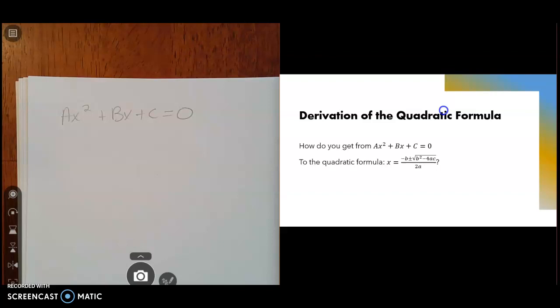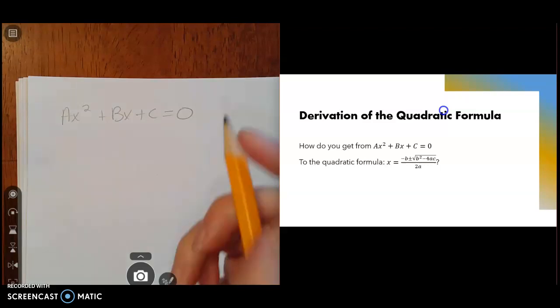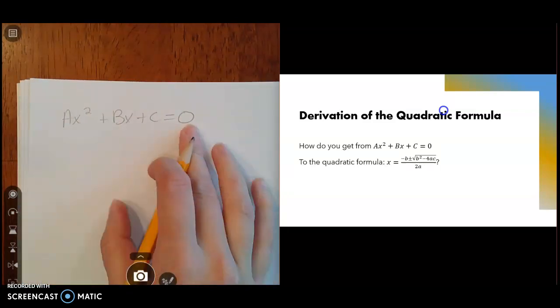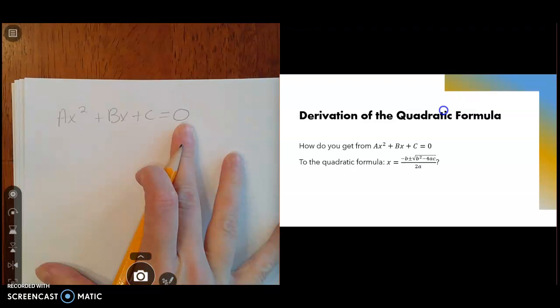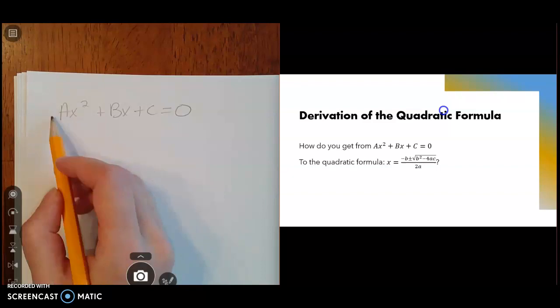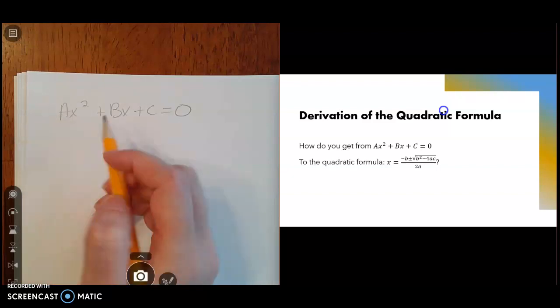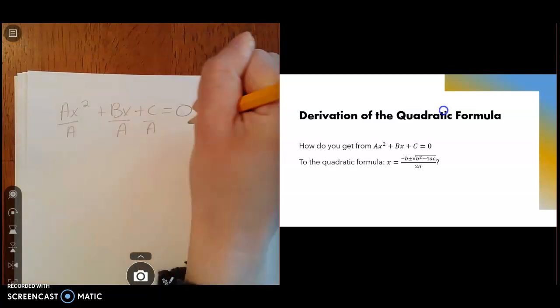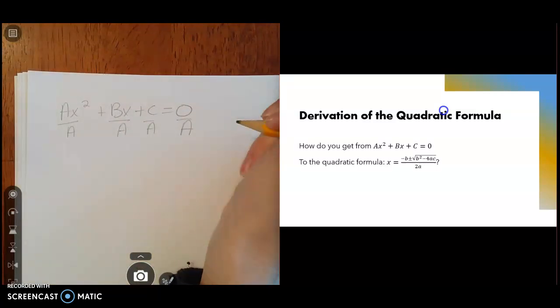So I want to do the derivation of it so that you all know where it comes from and how it got there, okay? So what I would do if I had a standard form equation just like this is I would be doing completing the square. With completing the square, if you have any coefficient next to the x squared, you divide everything by that coefficient first. So I'm going to divide everything by a at the beginning.